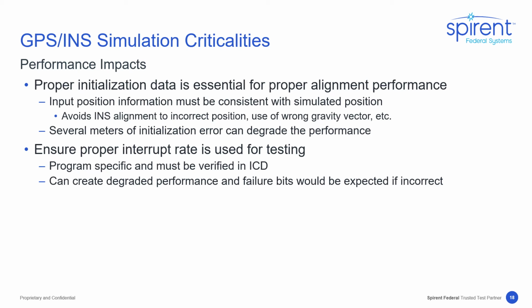When simulating, proper initialization of the system is essential for correct alignment. The input position information must be consistent with the simulated position to avoid alignment to an incorrect position or use of the wrong gravity vector. Several meters of error can have a direct impact and significantly degrade the performance. Additionally, the sensor update rate must be consistent with the UUT being simulated. This is device-specific and must be verified by the manufacturer's ICD. Use of an incorrect rate will have detrimental effects on performance.